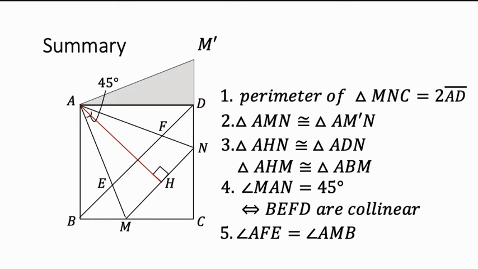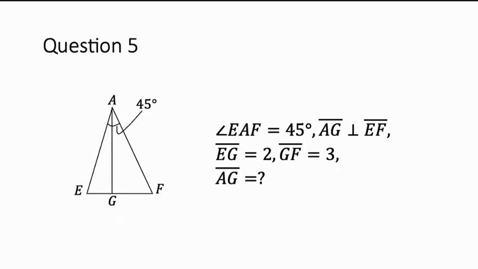And fifth, we can get that the angle AFE equals the angle ANB. Let's now look at question 5. It says that the angle EAF equals 45 degrees and AG is perpendicular to EF. EG equals 2 and GF equals 3. What is the length of AG?